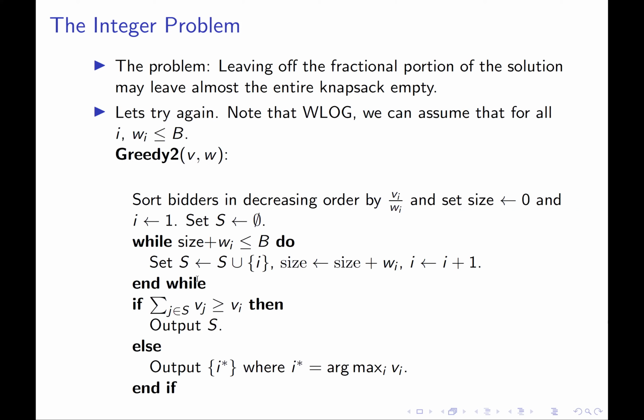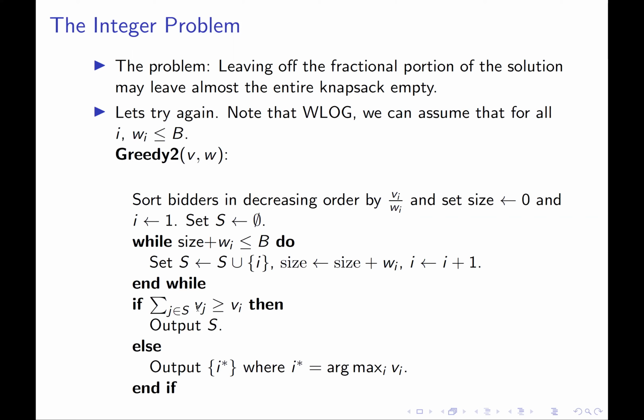Okay, and if we just stopped here, this would be the algorithm that we just discussed that doesn't work, right? We can't fractionally allocate anyone at this point. But what we're going to do now is check whether the welfare obtained in this solution is bigger than the value of the first person we didn't allocate. And if it is, if the cumulative value of everyone we've allocated is bigger than the value of the first person we didn't allocate, then we'll just output our greedily selected solution S.